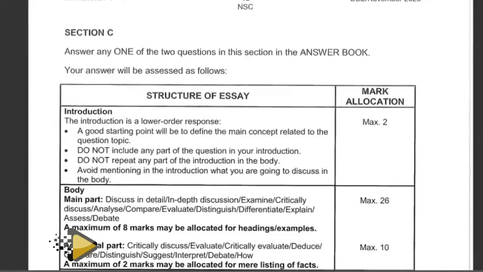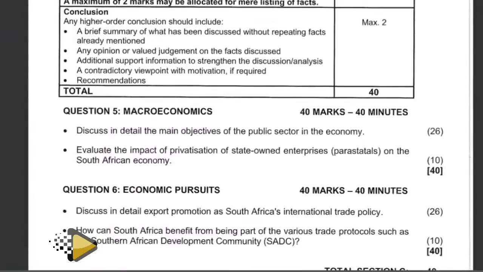Section C reads as follows: answer any one of the questions in this section, in your answer book provided. Now, if we check grade 12s, we have question 5, macroeconomics. If you still remember, grade 12, in economics we have microeconomics as well as macroeconomics. When we talk of macroeconomics, we always refer to an economy as a whole, while with micro we only refer to individual firms.